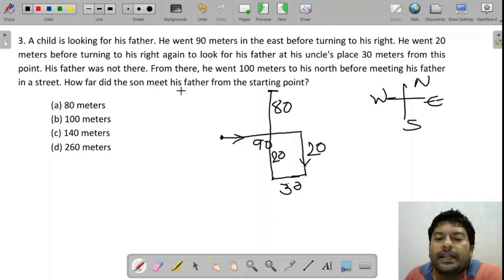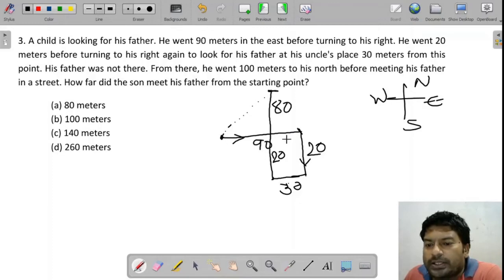Before meeting his father, he met his father here. How far from the starting point did the son meet his father? His starting point is here. We can calculate the distance between this point and this point to get the distance between the starting point and the father. The distance between this point and this point is 90, where this is 30. So the remaining is 60. This forms a right angle triangle, with one side 60 meters, the other side 80 meters, and this is the hypotenuse.